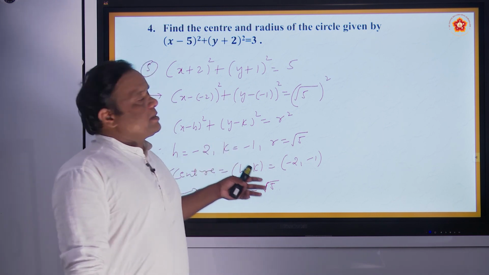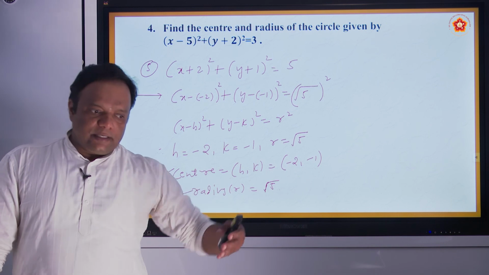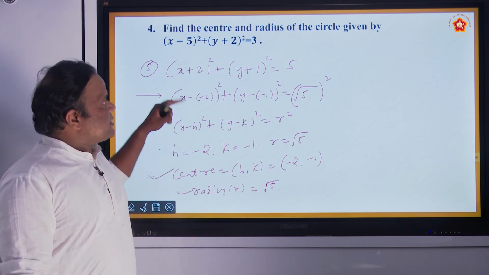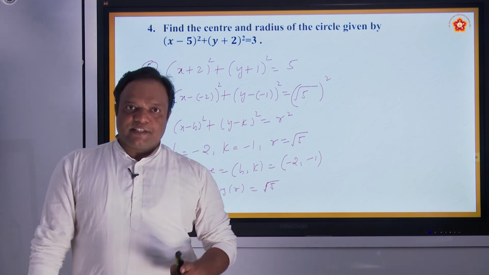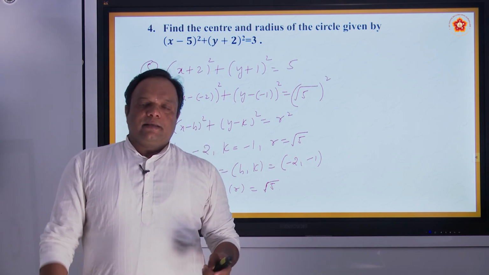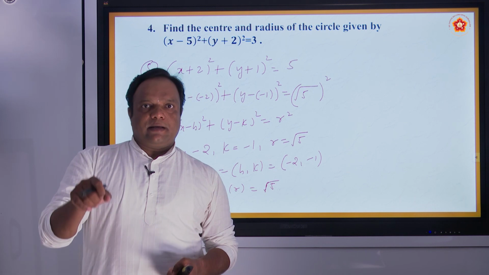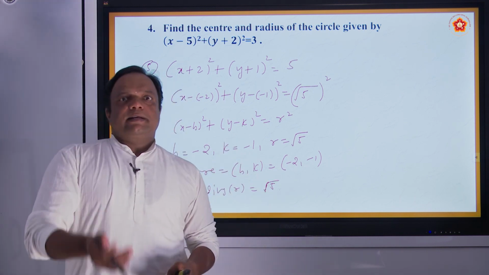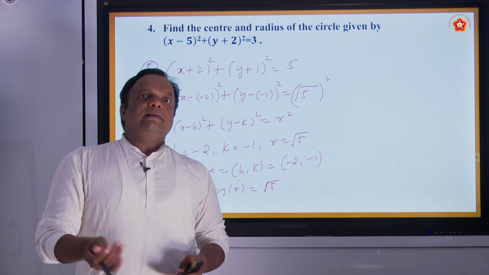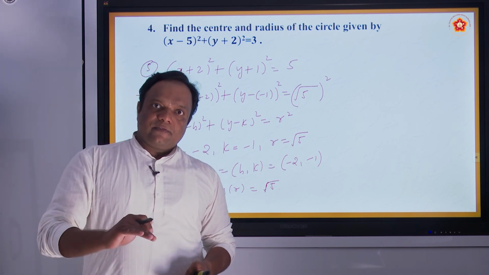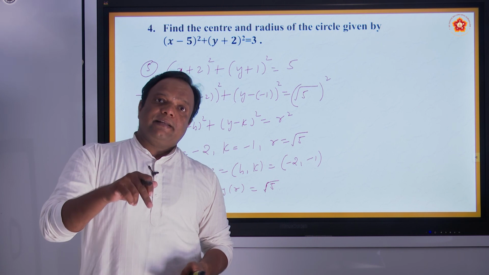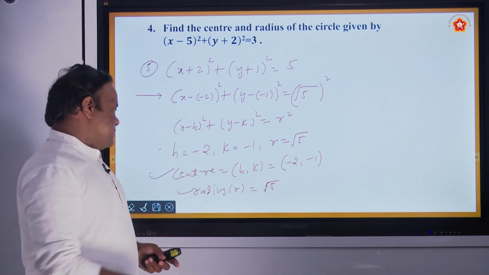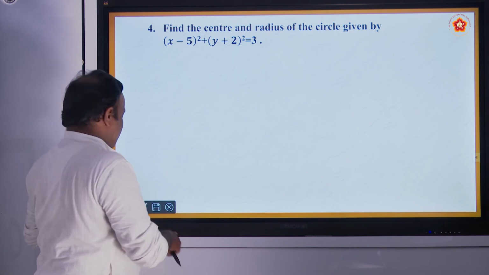These are reverse problems. Whenever the equation of the circle is given, you have to convert it into standard form, then find the values of h and k, then r. The center is h comma k and the radius is r. So I think you understand all these problems. When the center and radius are given, find the equation of the circle, and when the circle equation is given, find the center and radius. I think these are very simple problems.